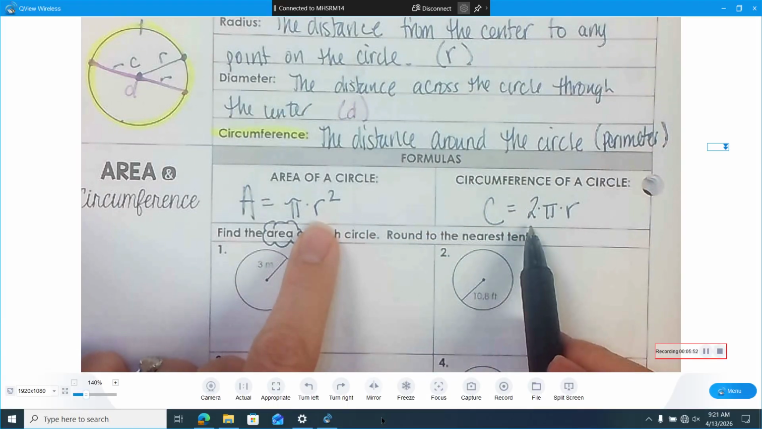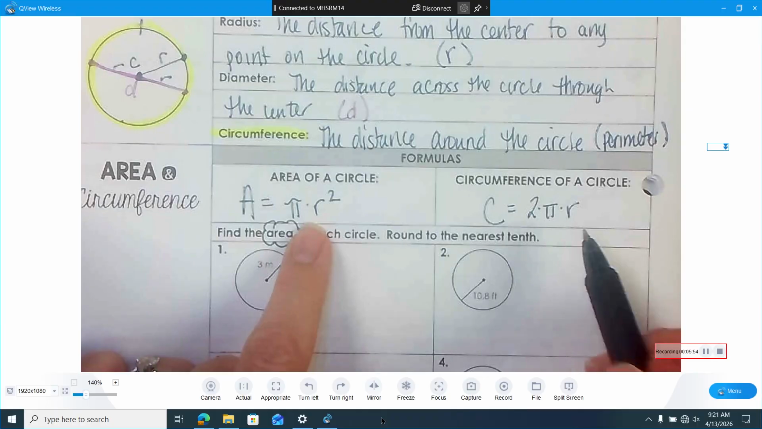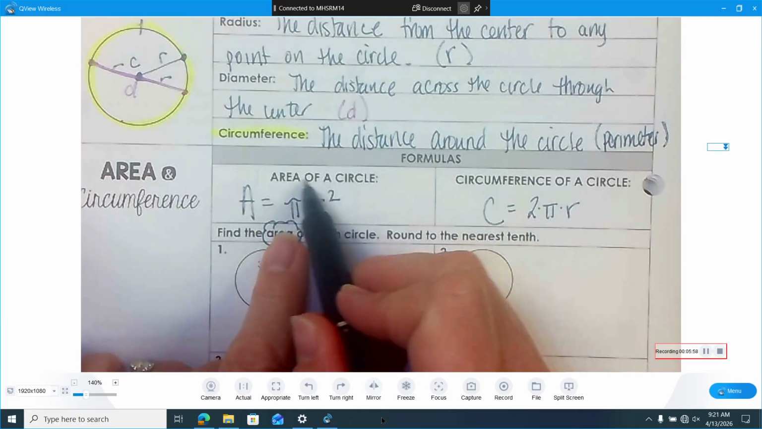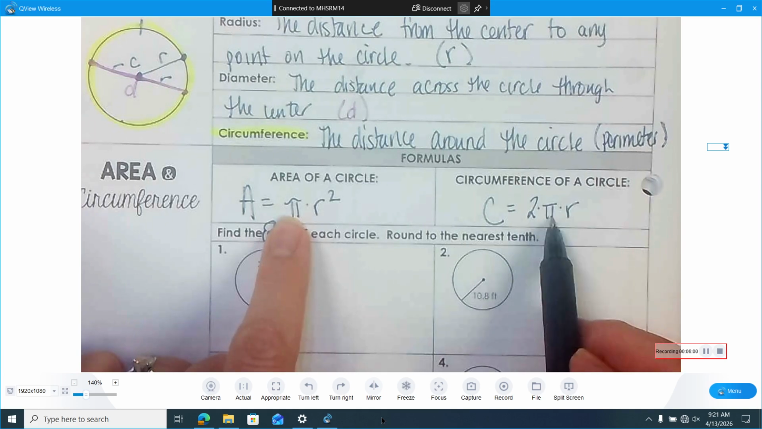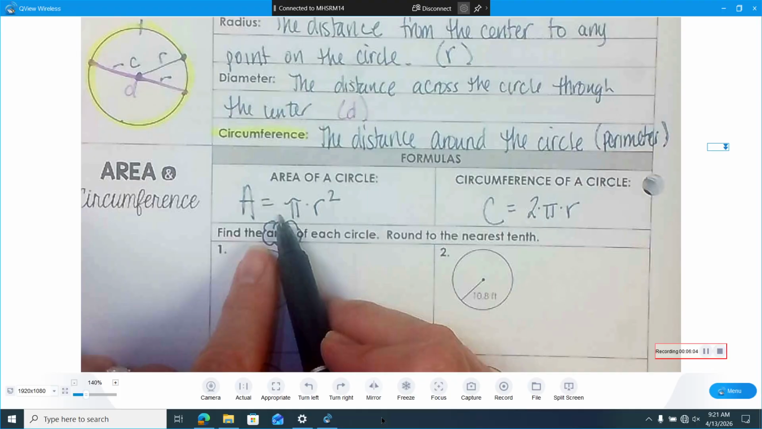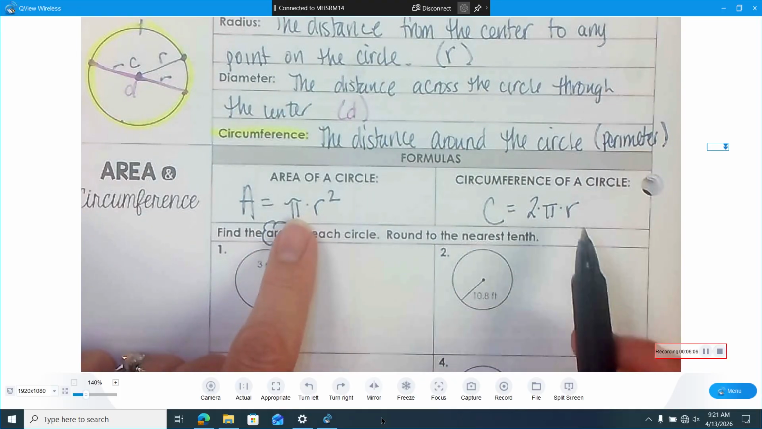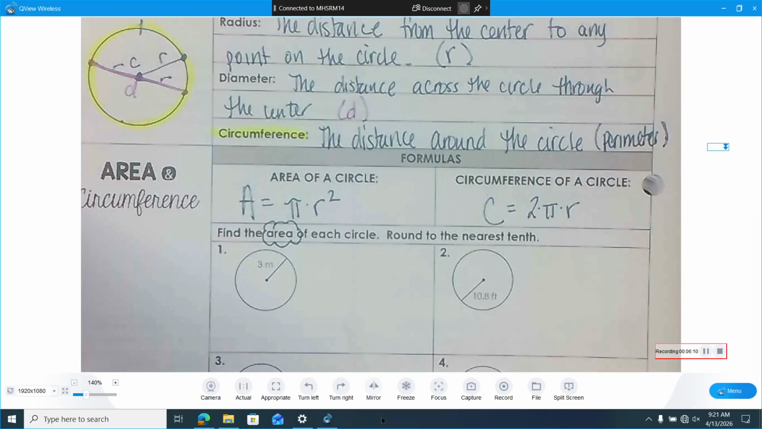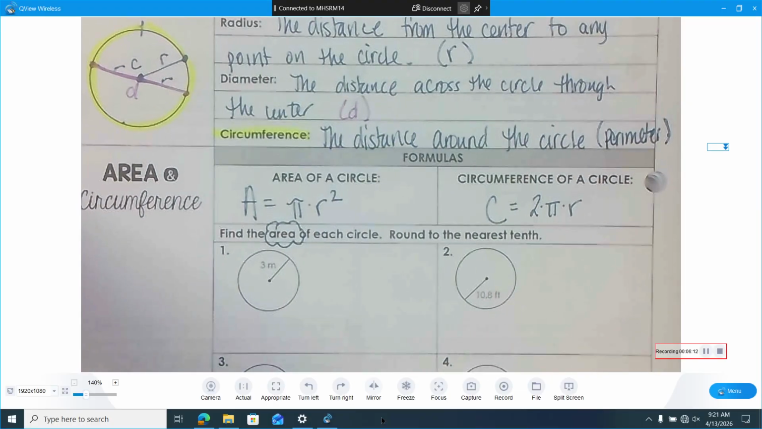Now, calculus actually shows us the relationship between this. All you have to do is take your power and drop it down, and you get 2 pi r. Do you see that? If you take your power and just slide it down in front, that is circumference. But that's calculus, so you don't have to know that right now. We're just using the formulas.